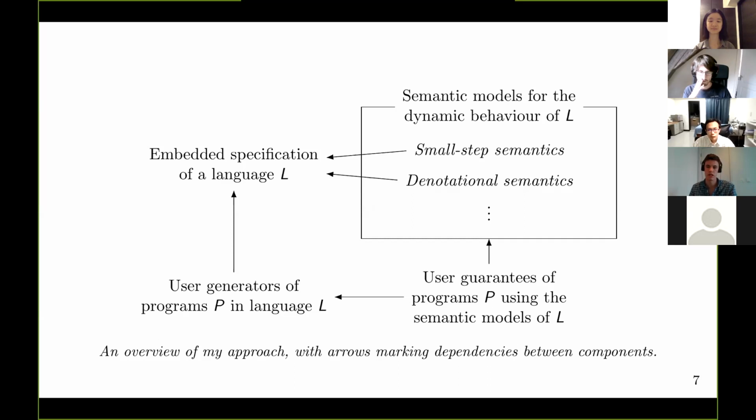Along the bottom of the slide, the figure represents how the user can make use of the target language. In the bottom left are user generators, which can be written in style similar to existing systems. If they don't want to, the user can ignore the dynamic guarantees provided by the semantic models and achieve identical behavior to current state-of-the-art systems. If they do want to prove dynamic properties of their generated code, then they can employ one or more semantic models.